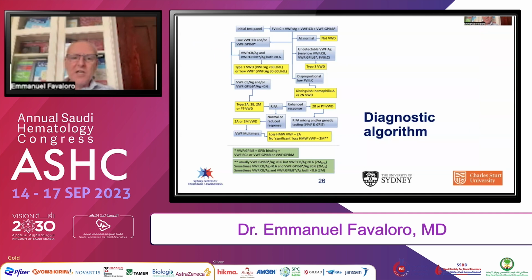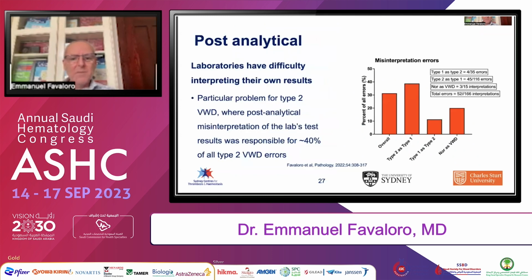This is just a slide showing you our own algorithm. I'm not going to go through it. It's available, and I'm happy to share a copy of this algorithm with anybody who wishes to see it. Just send me an email.